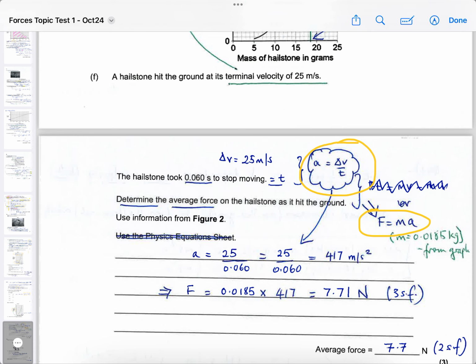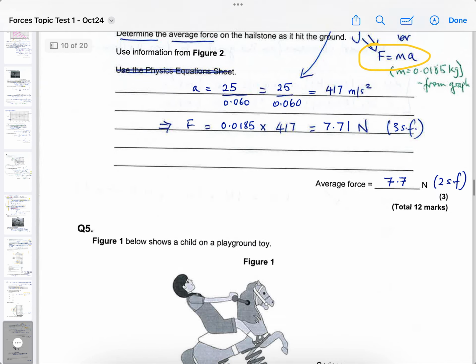Because they just want you to know the average force involved, and obviously the force will be against the motion. So you could even put the answer as a negative. To three significant figures, I put 7.71 using my values as shown, using the accurate values, but probably you only need to know it to two significant figures.